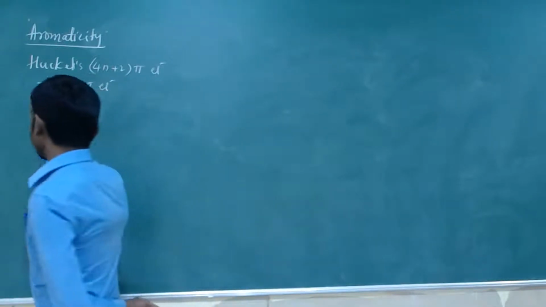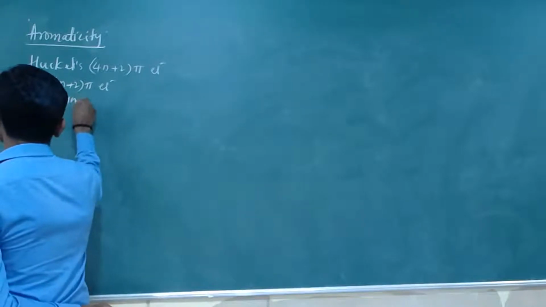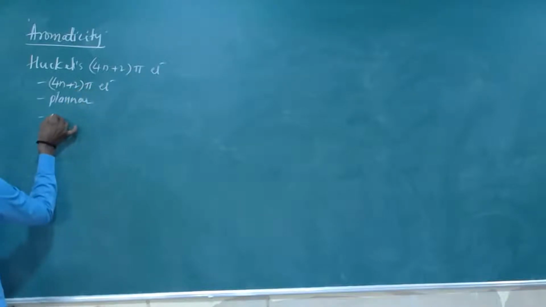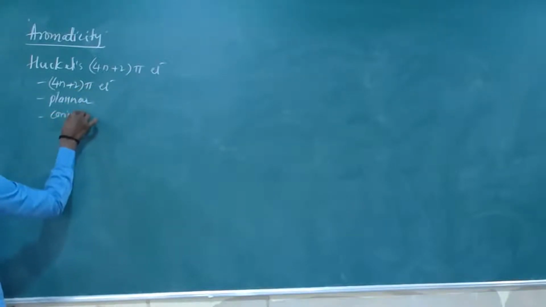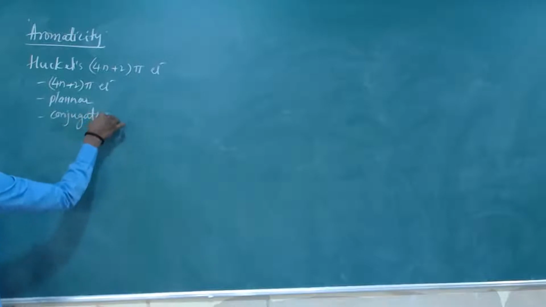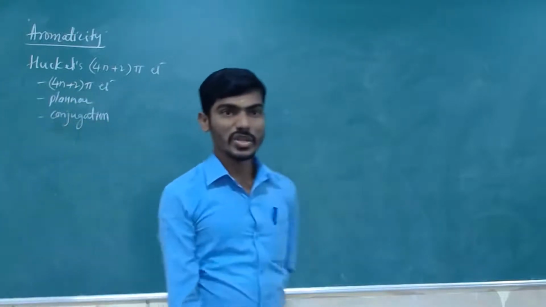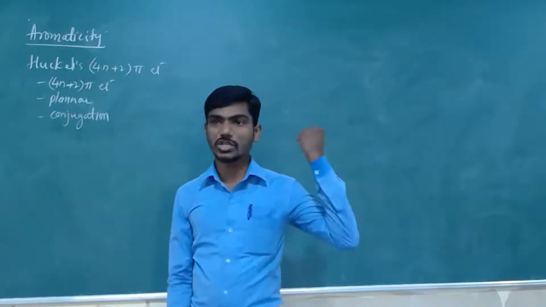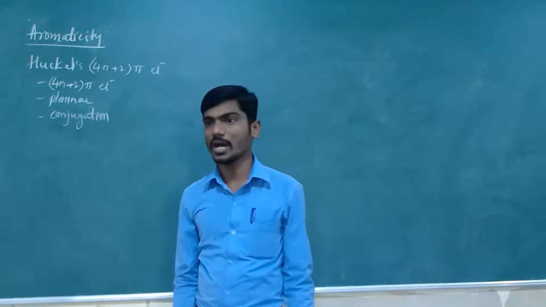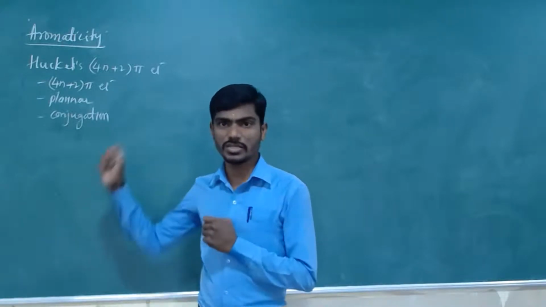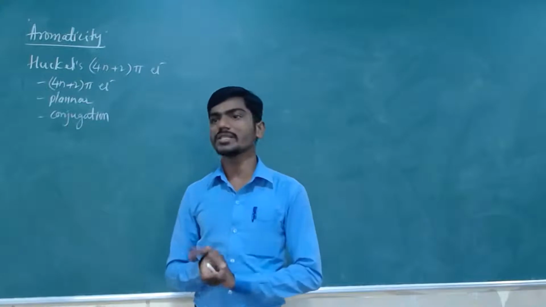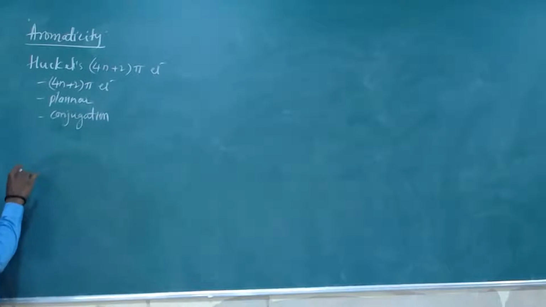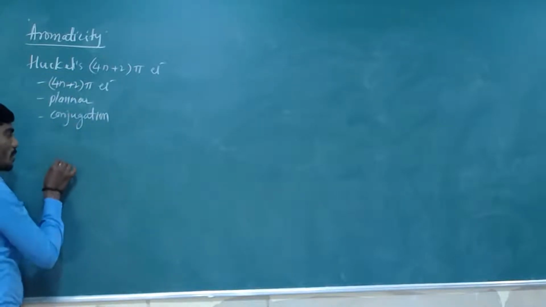The second one, it should be a planar structure. And the last one, the pi electrons should be in conjugation. Conjugation is required. If these three conditions are satisfied, then the compound is said to be aromatic, or else it is non-aromatic. Let us illustrate these rules of the aromaticity concept by taking some examples. Benzene.